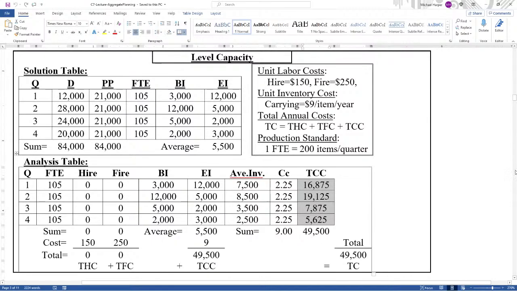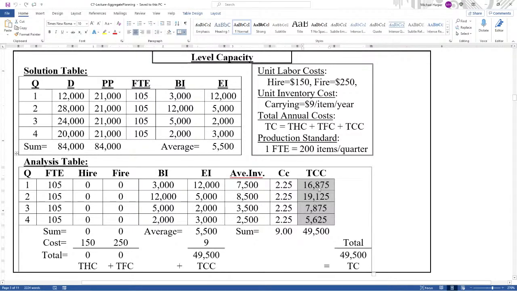Aggregate planning analysis says this is my budget throughout the year. 16,875, 19,125. So now you have a more precise budget and you can manage your operations within your warehouse in much more detail and much more responsibly, and you know how to manage your funds, your cash flow within your inventory.